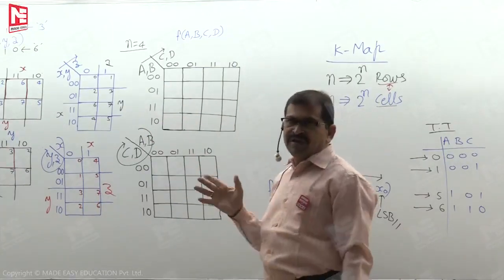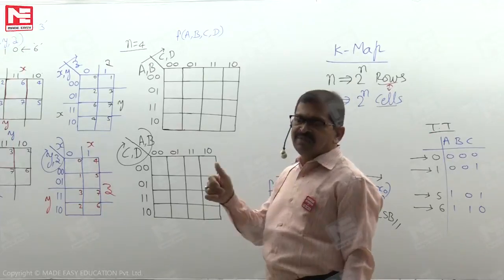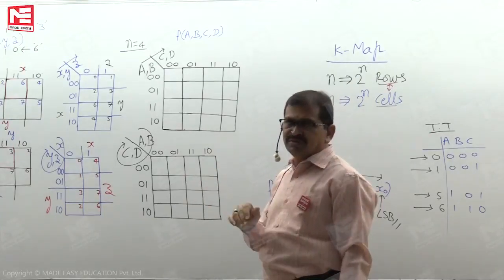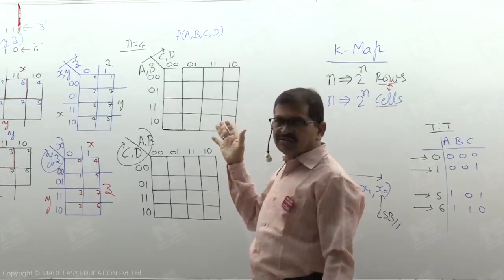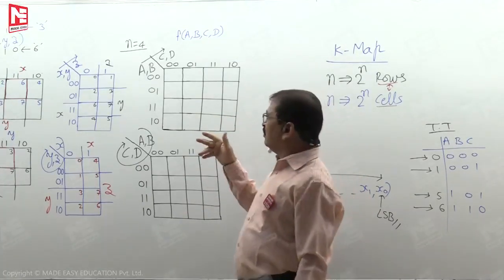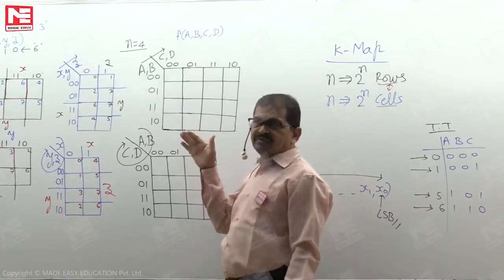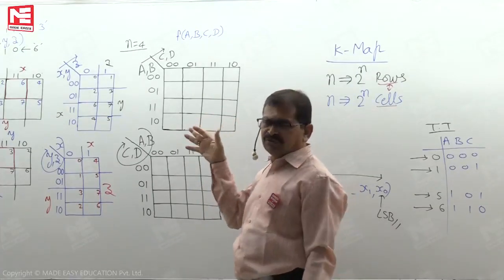In the 3 variable map, we have either column headings or row headings with 2 variables, and the other one is by default a single variable. But here, both column and row headings are 2 variables. Because of this, we have 4 rows and 4 columns.